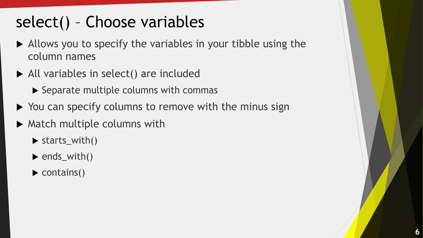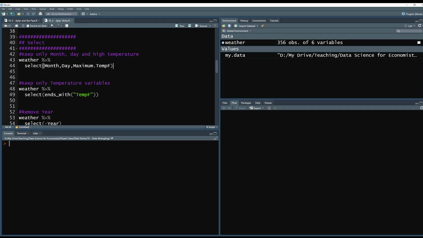Another dplyr verb is select. Select allows you to specify the variables that are included in your tibble using the column names. All of the variables that you specify in select are included. Variables that you don't specify aren't included. If you'd rather remove variables from your data set by name, you can specify columns to remove using the minus sign. You can also match multiple columns with the functions starts_with, ends_with, and contains, each of which takes a string argument and is going to match columns that either start with, end with, or contain the text you specify. Here I have some examples of the select verb.